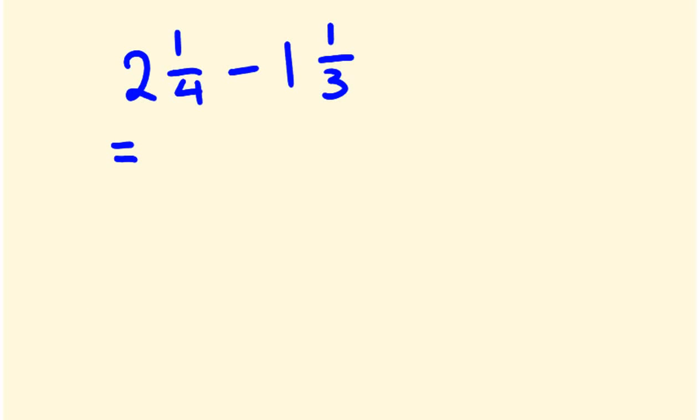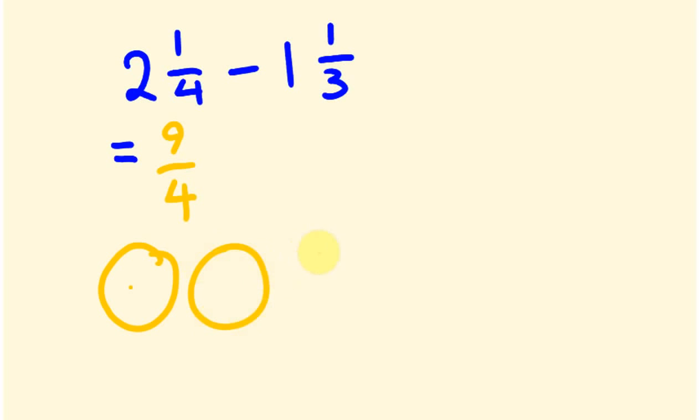I have other videos that deal with this, and essentially what we end up doing is we go 2 times 4 is 8, plus 1 is 9, and we put this over 4. Okay, the reason for this, I'll just give you a really quick explanation on that.